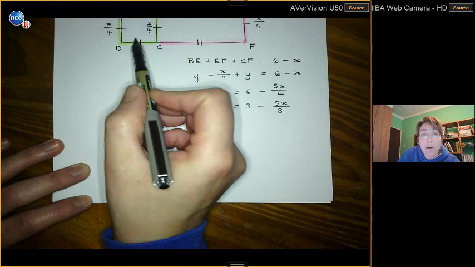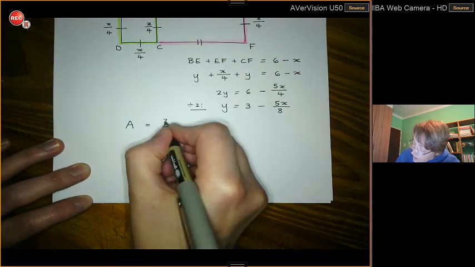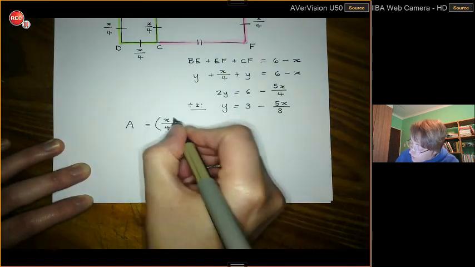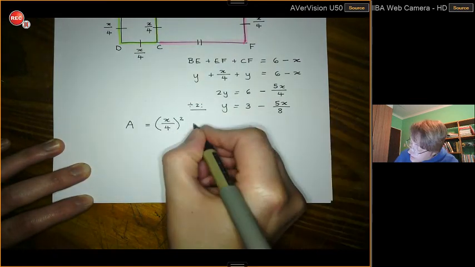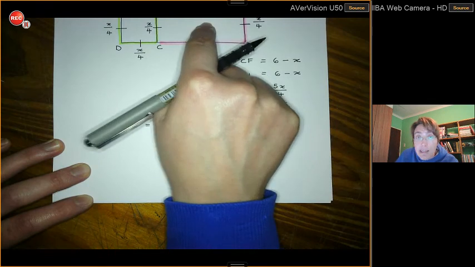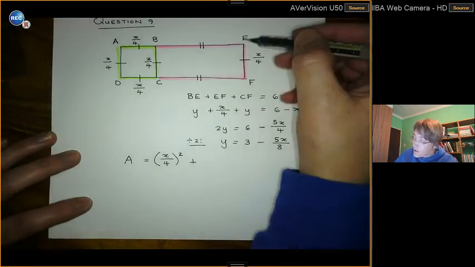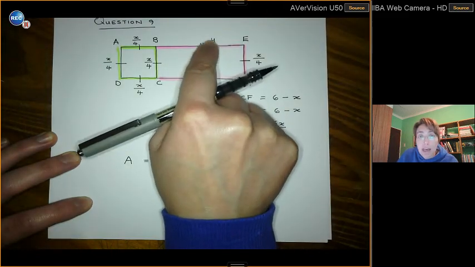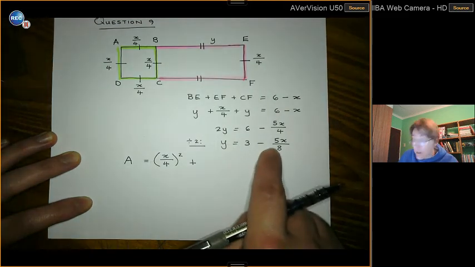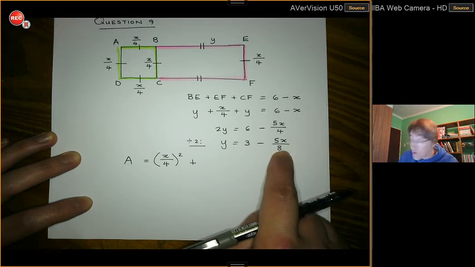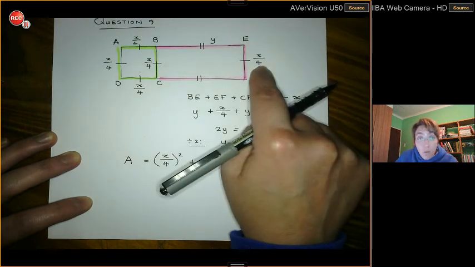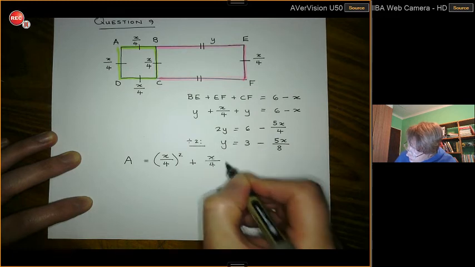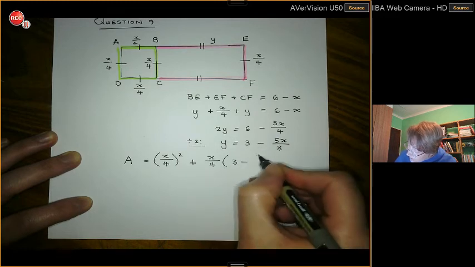So the first one is going to be the square. So the square is going to be x over 4 times x over 4, which is x over 4 squared, plus. The next one's going to be the rectangle. So the rectangle is supposed to be that x over 4 times y, but we have already said I can write y in terms of x. So that's going to be the length of the rectangle, and that's going to be the width of the rectangle. So x over 4 times 3 minus 5x over 8.